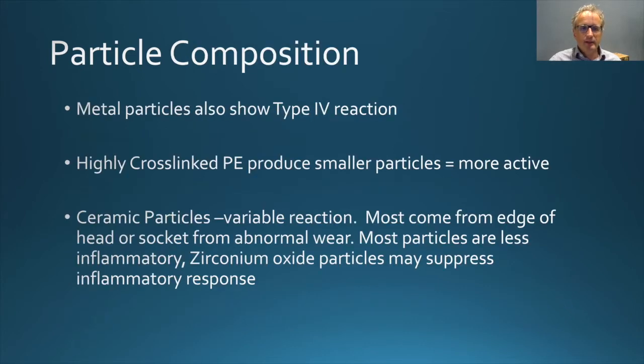We saw in that slide that metal particles show type 4 reaction. And initially, when we had highly cross-linked polyethylene, it produces smaller, more active particles. And this is one of the reasons why cross-linked polyethylene wasn't ubiquitously uptaken when it first came out, because it produced a lot more lysis in vitro. Ceramic particles have a variable reaction. Most of them come from the edge of the head or socket from abnormal wear. Most particles are less inflammatory, and zirconium oxide particles may actually suppress the inflammatory response.